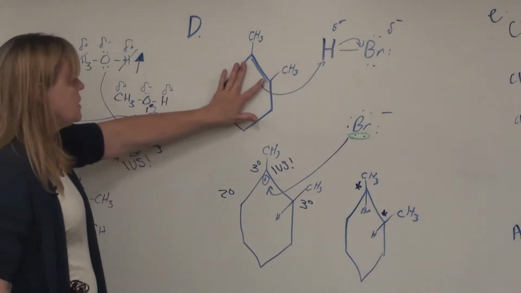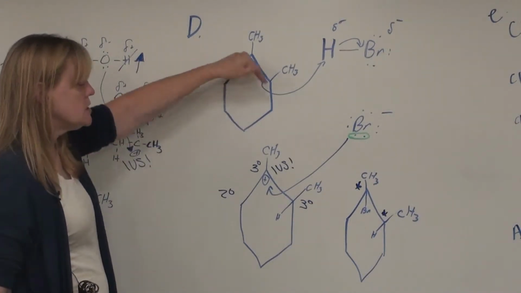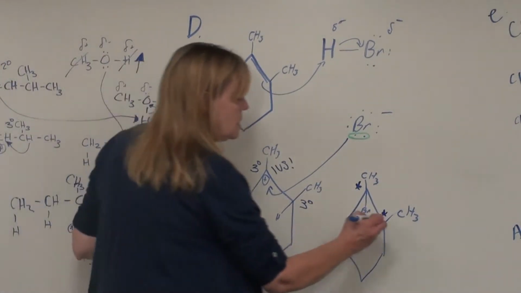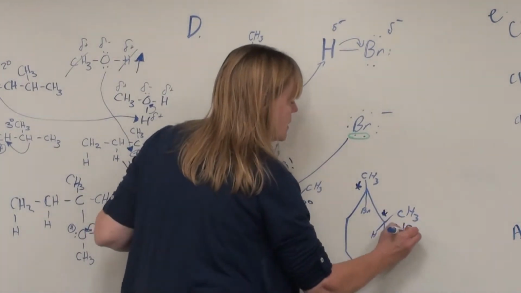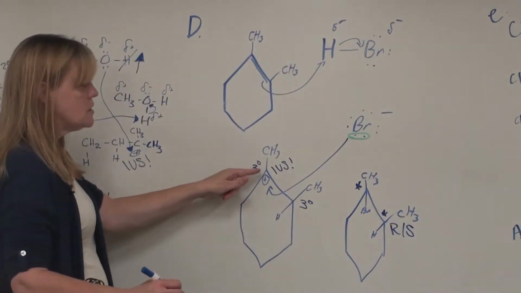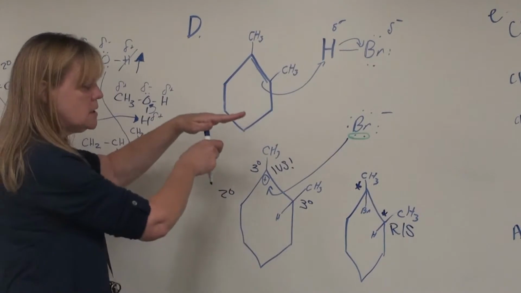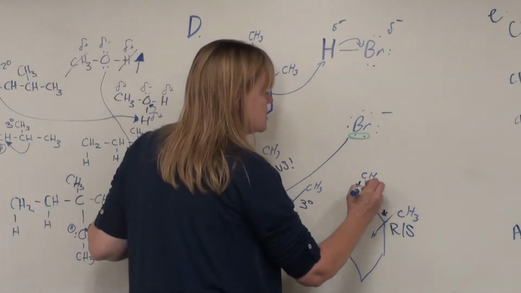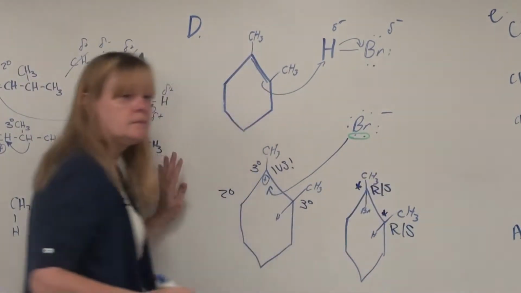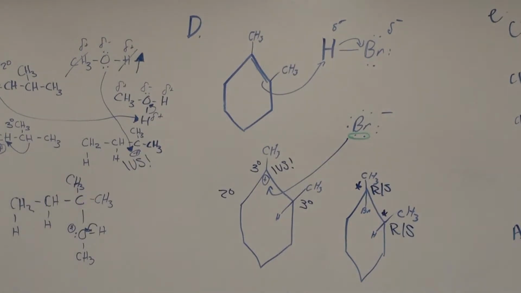This is trigonal planar, so the hydrogen could have added to either side here. So this one would be R and S. The carbocation is trigonal planar, so the bromide could have added to either side. So this one is R and S. So you'd have the 4 possibilities. Or if you wanted to draw it out, you could have both of them going up, both of them going down, one up, one down, the other up, the other down, if you're feeling ambitious.